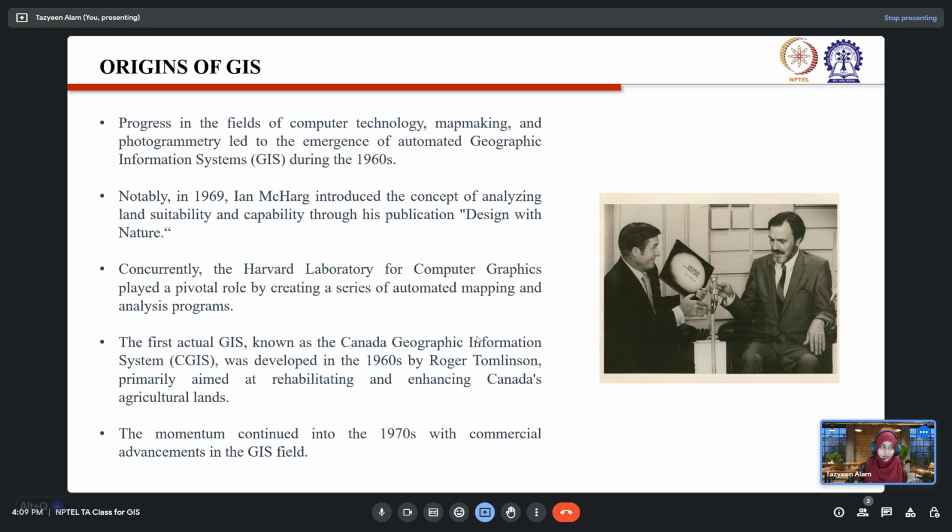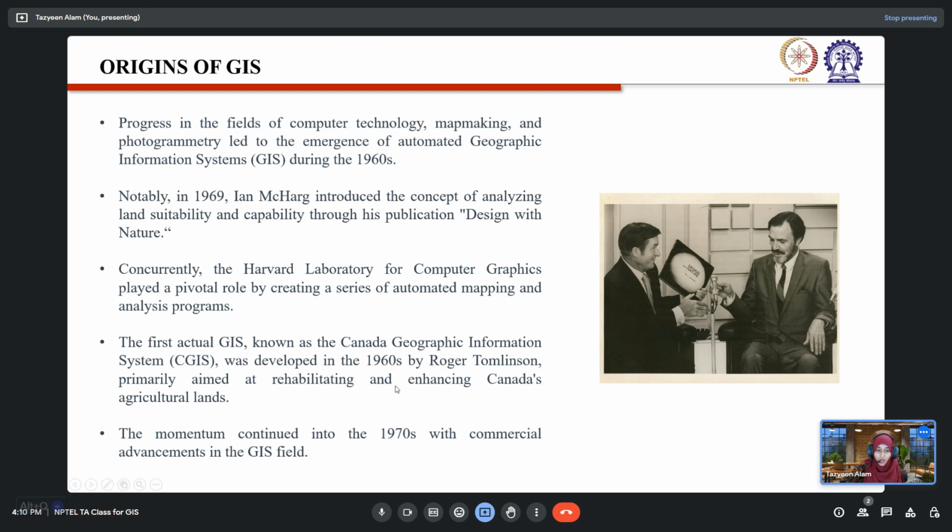On the right, the picture that you see is of Ian McHarg, and this is his book Design with Nature, which is still so popular, even though we are way beyond 1969. Concurrently, the Harvard Laboratory for Computer Graphics played a pivotal role by creating a series of automated maps and analysis programs. The first actual GIS, known as the Canada Geographic Information System, or CGIS, was developed in the 1960s by Roger Tomlinson, primarily aimed at rehabilitating and enhancing Canada's agricultural lands.